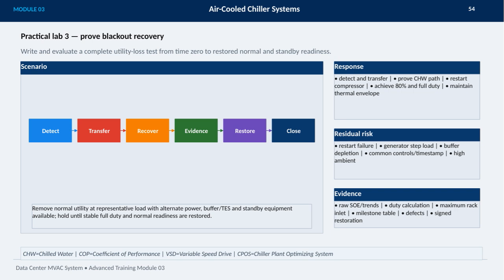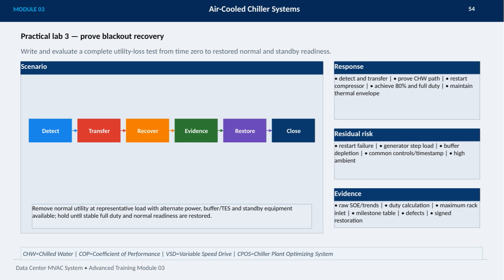The scenario starts by removing the normal utility power while operating at a representative load. Throughout this, we rely on alternate power sources, buffer thermal energy storage, and standby equipment to keep the system stable. It's critical that full duty and normal readiness are restored before we conclude.